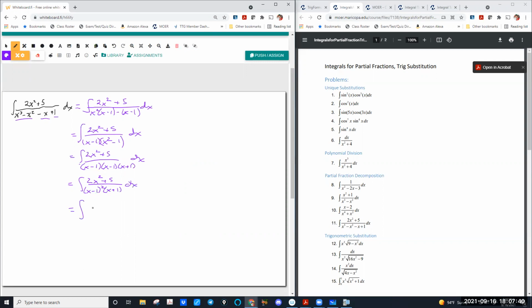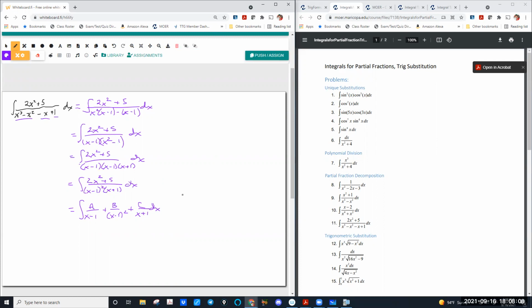So when we do this, we've got A over x minus 1. Let's include the parentheses to make it messier. Plus B over x minus 1 squared, plus C over x plus 1. All linear. This is a repeated linear, which is why it does not get the Bx plus C.